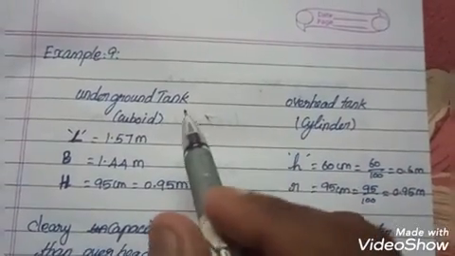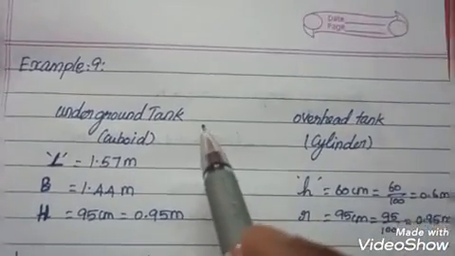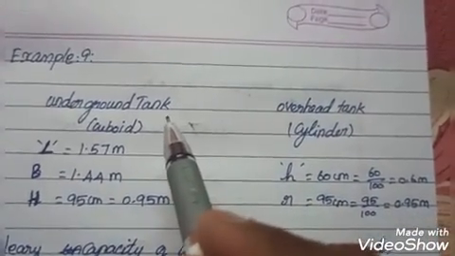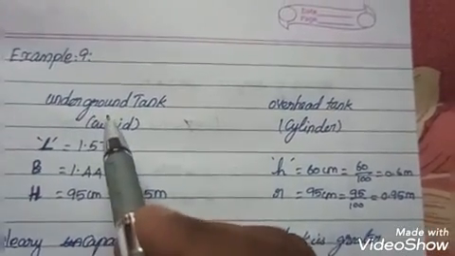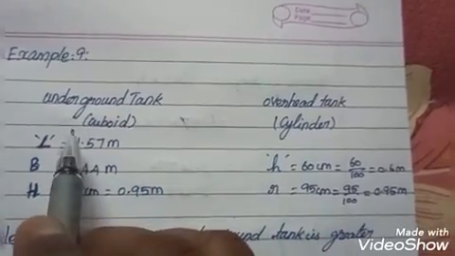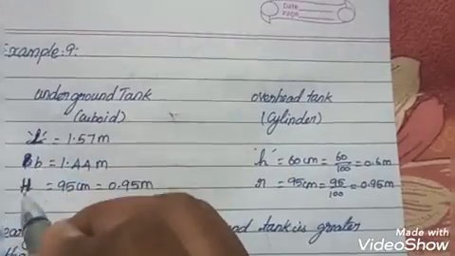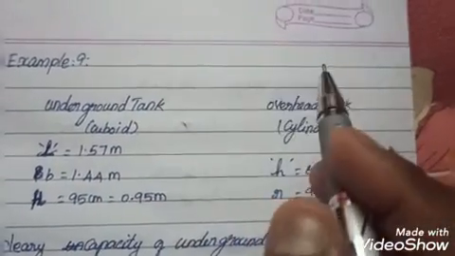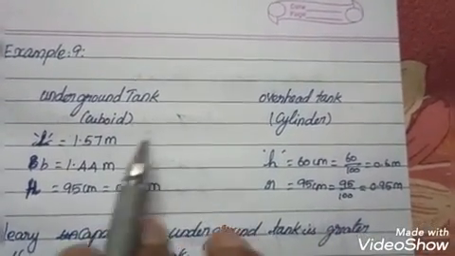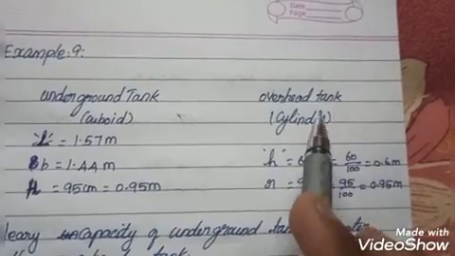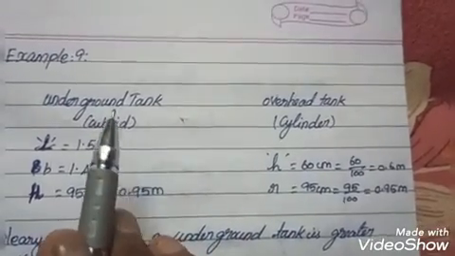So example 9. In example 9, in the question itself I explained to you, it is not a conversion of one solid to another. The underground tank has a capacity and you need to transfer it into the overhead tank. So you need to find the comparison of the capacity of both tanks, how much water is left in the underground tank after filling the overhead tank, and what is the height.